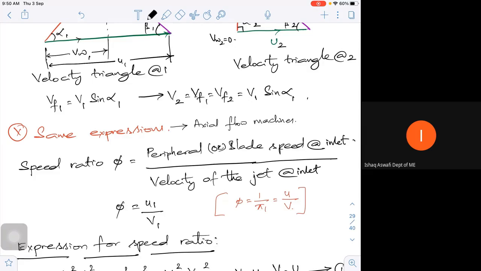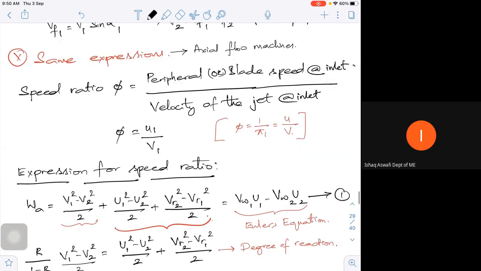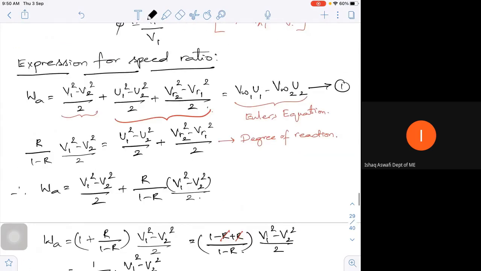What type of coefficient is it? Is it a flow coefficient or head coefficient? It is a flow coefficient. So you have flow coefficient, you have head coefficient, you have discharge coefficient. This kind of relationship between your U and V, I can compare with the coefficients we derived in the non-dimensional form.